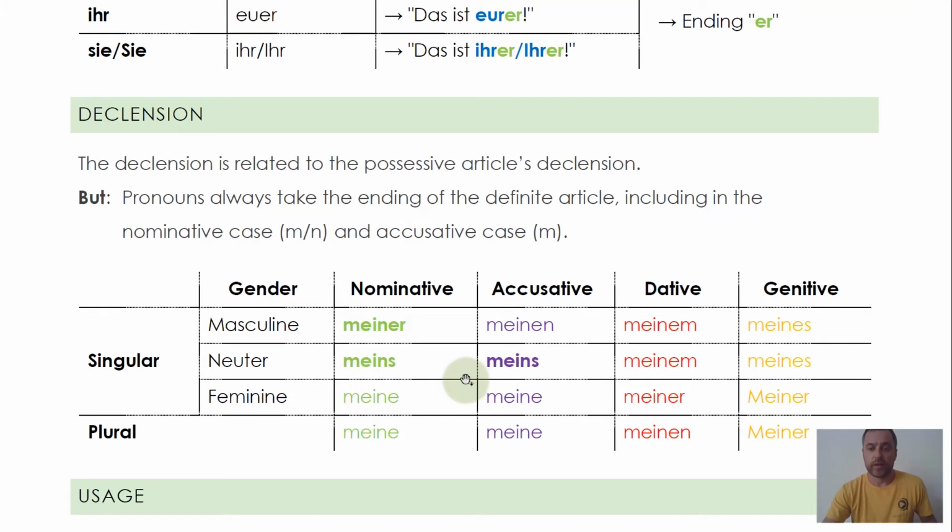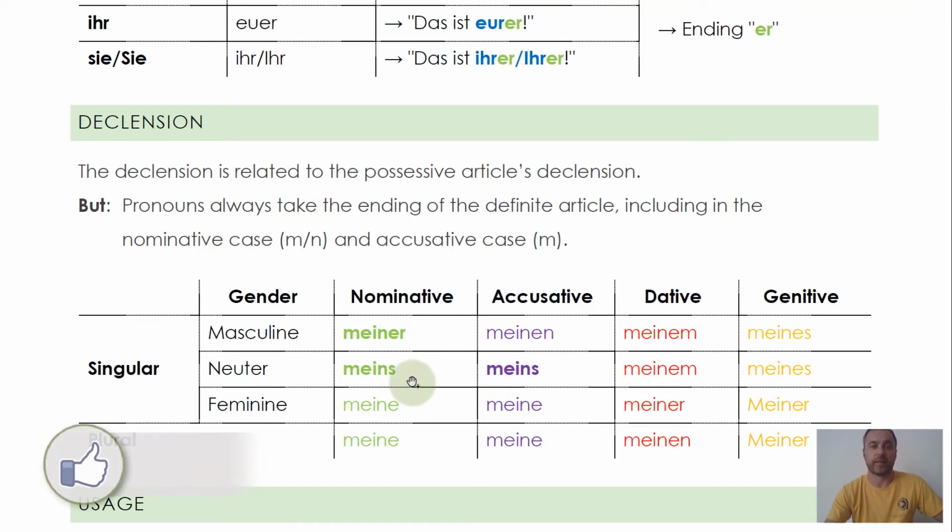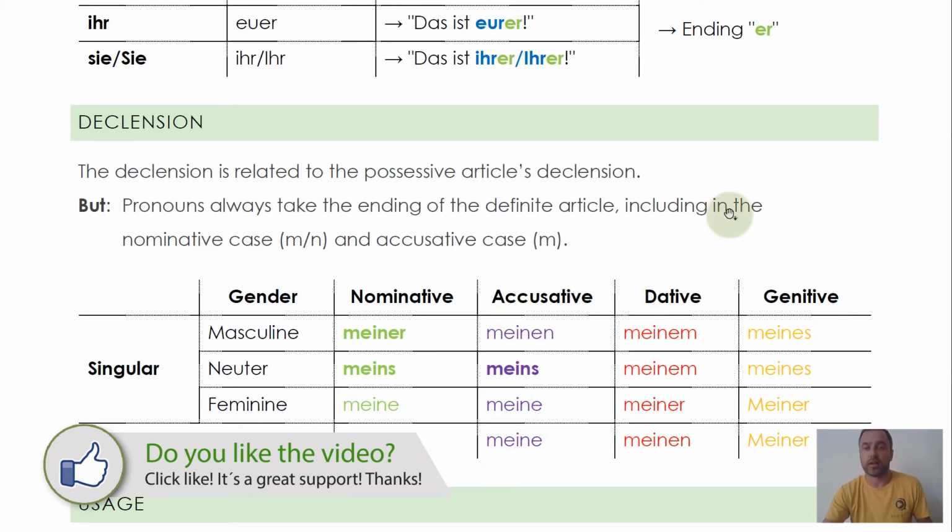The only thing you have to pay attention to is that with a possessive pronoun, masculine nominative and neuter nominative and accusative get an ending. So different from the articles where you don't use an ending at all, here we use an ending. And everything else gets the exact same ending like the possessive articles. So it's all according to the articles, at the end according to the definite article use.